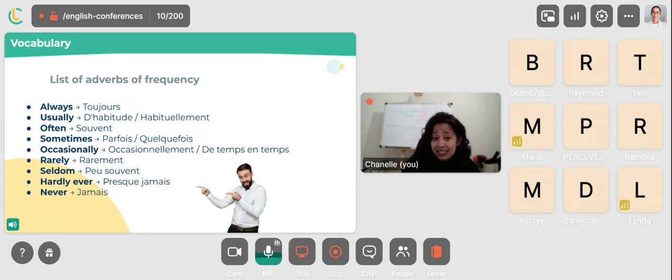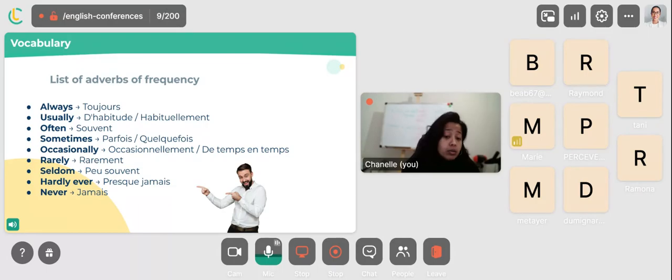So what are the adverbs of frequency? We look at always, so toujours, usually, so d'habitude or habituellement, often, souvent, sometimes, parfois, quelquefois, ou de temps en temps. Mais ça c'est occasionally. Occasionnellement, de temps en temps. Rarely, rarement. Seldom, peu souvent, hardly ever, presque jamais, or never, jamais.